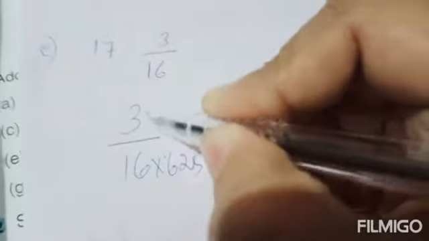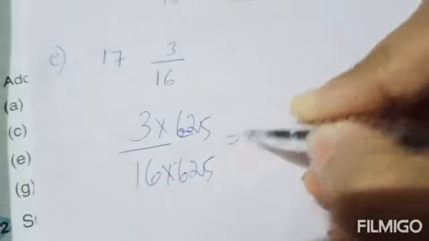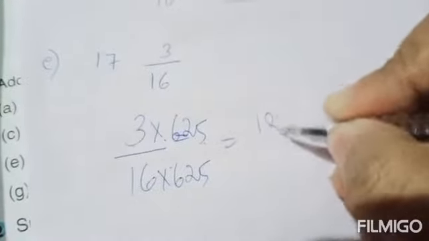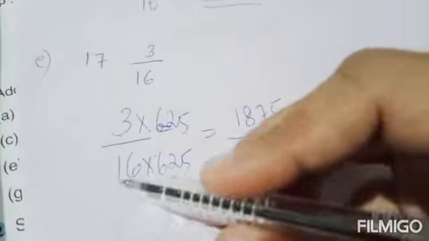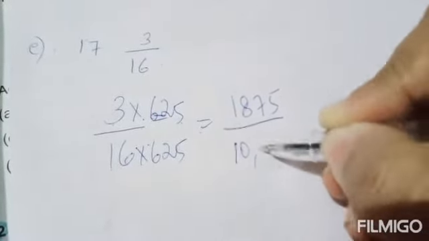So 3 also you multiply by 625. Now 3 into 625 is 1875, divided by 16 into 625, it is 10,000.